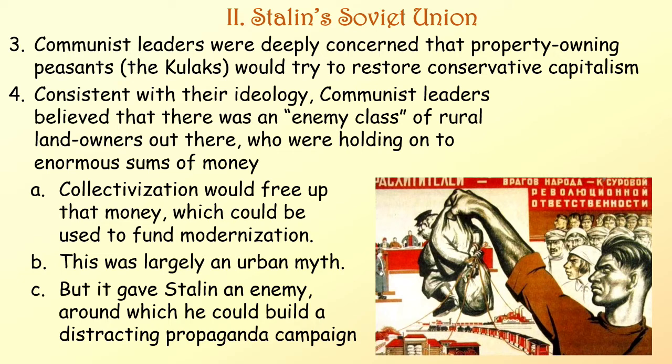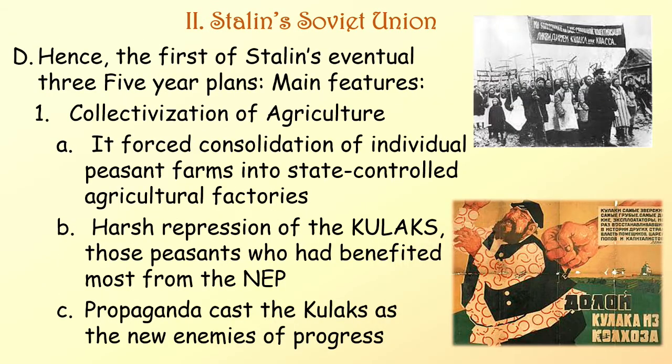All of this was largely an urban myth, but it gave Stalin an enemy around which he could build a distracting propaganda campaign. Hence the first of Stalin's eventual 3 5-year plans. Its main features: number 1, the collectivization of agriculture. It forced consolidation of individual peasant farms into state-controlled agricultural factories. Number 2, harsh repression of the Kulaks, those peasants who had benefited most from Lenin's NEP. Number 3, propaganda cast the Kulaks as the new enemies of progress.